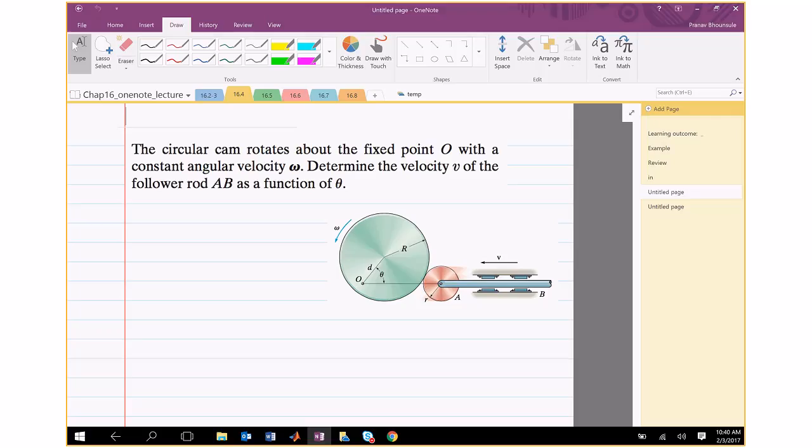Okay, so a circular cam, where is the cam? I think it's this one. It rotates about a fixed point O with a constant angular velocity omega. You're going to find the velocity v of the follower rod AB as a function of theta. So let's see what's given. You're given omega, this thing. You're given theta, which is this angle. You're also given r, though it's not mentioned there. And then you're going to find v as a function of theta, omega, and r.